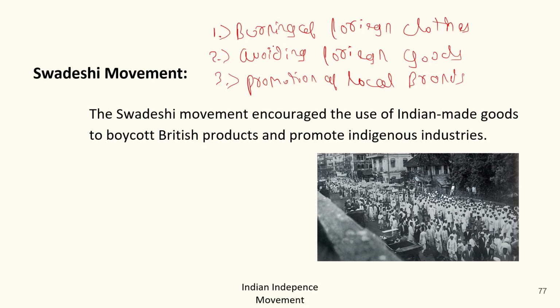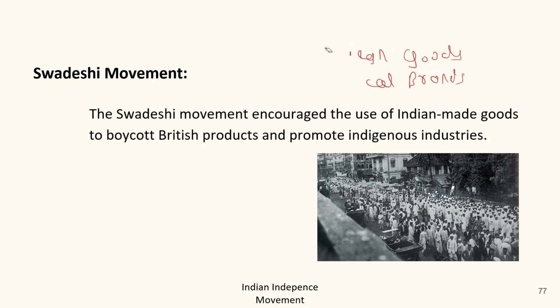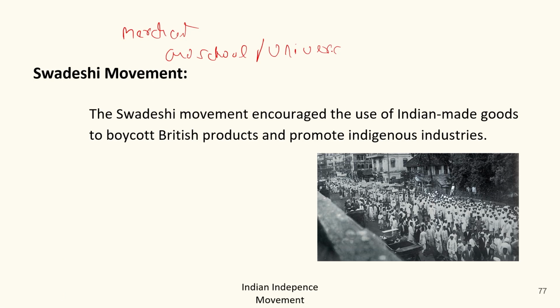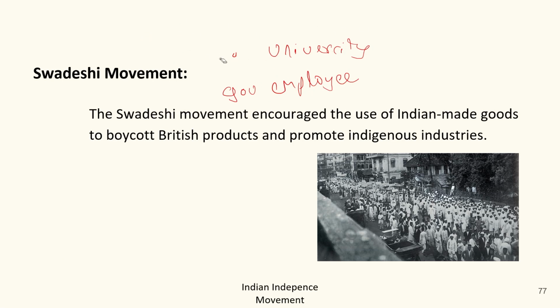So these were some of the activities going on during the Swadeshi movement. Got it? And how did the movement end? The Britishers suppressed the movement by force. They also declared that if any merchant, school, university, government employee, or any other person who was somehow benefiting from the British government was identified participating in the Swadeshi movement, they would all be eliminated.